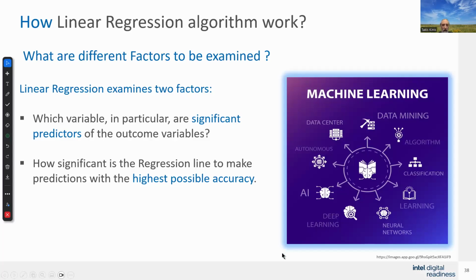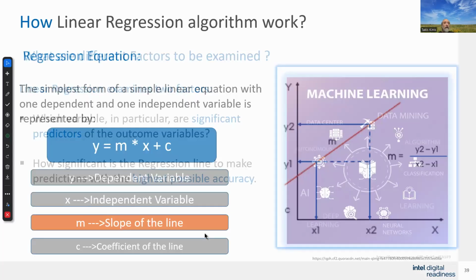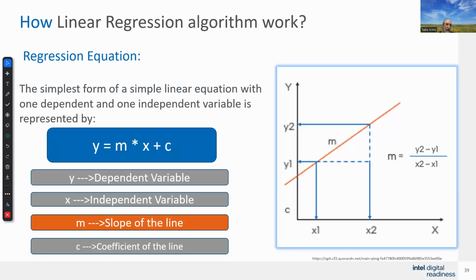How significant the regression line is to make predictions with the highest possible accuracy. And this is something we can test for, by the way. We go back to this equation, if you guys remember this. So we have y is the dependent variable. This is the general form of the equation, by the way. We have the slope of the line, which is m. Then we go to the independent variable. You multiply those two together, and then you add the constant.